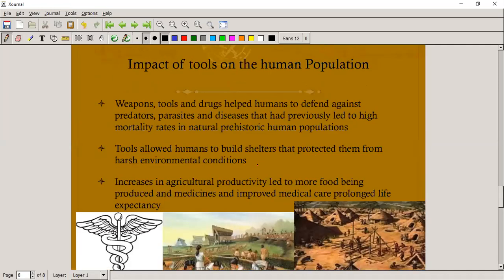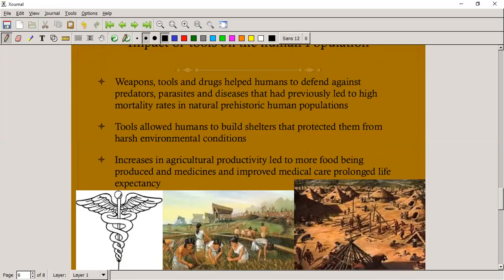Now, impact of tools on human populations. So weapons increased, so we can use weapons against predation. We also have better tools, better drugs, better medical care, and this helps us defend against predators, against parasites, against diseases. And that previously led to a high mortality rate, high deaths.